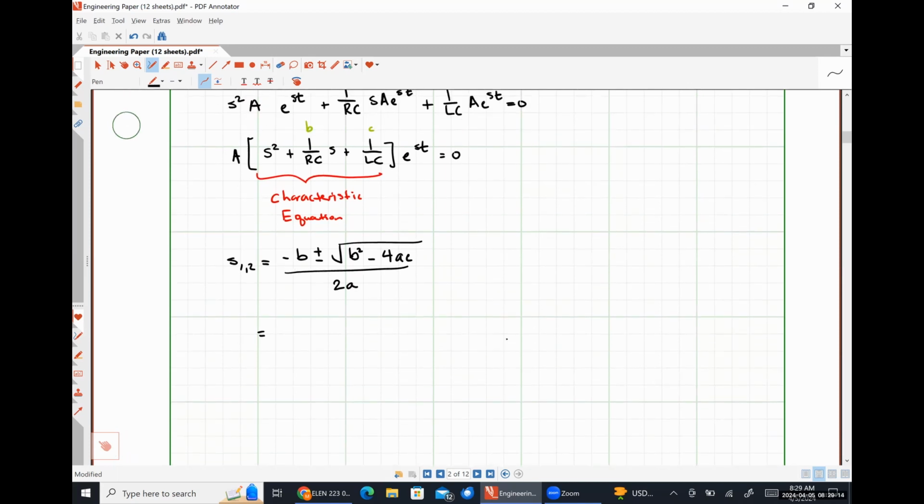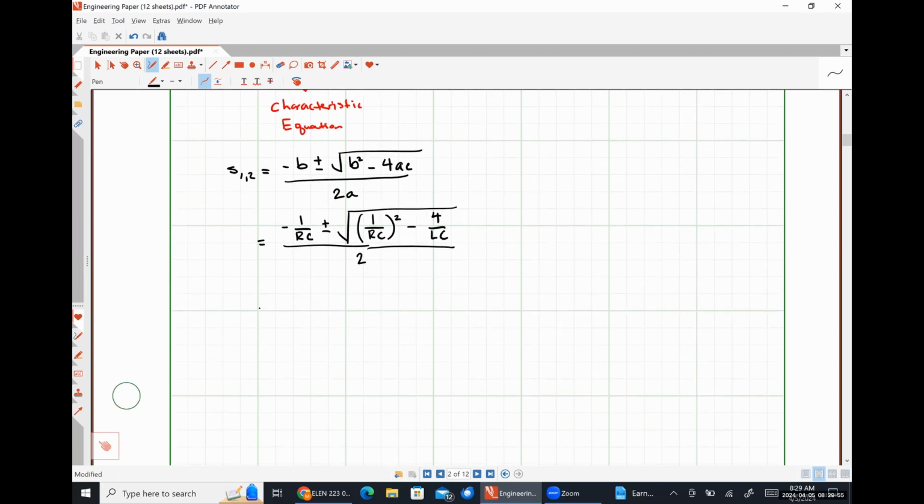So the negative b is going to look like negative 1 over RC. Then we're going to have plus or minus the square root of b squared. So I'm just going to put 1 over RC quantity squared, so minus 4 times A, so A is just 1, times C, which is 1 over LC, all divided by 2.